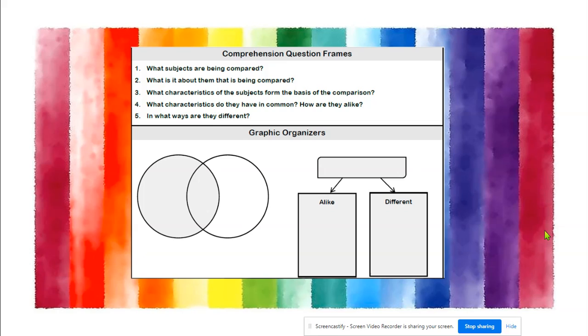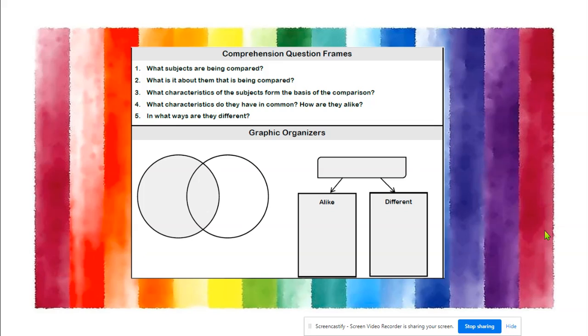Well, some questions we can ask ourselves are: what are the subjects being compared? What is it about them that's being compared? What characteristics do the subjects form the basis of the comparison? What characteristics do they have in common? How are they alike? And in what ways are they different?